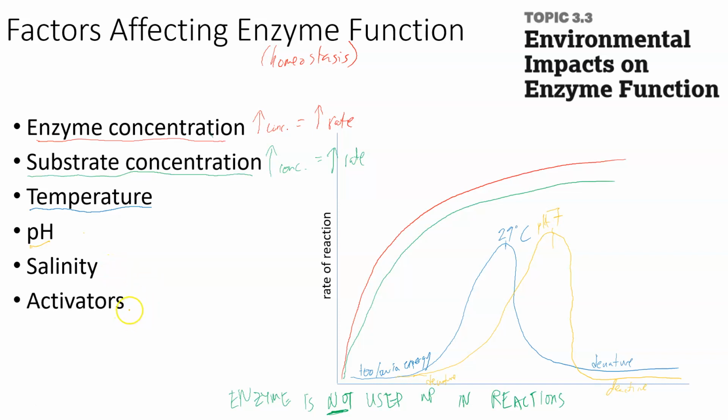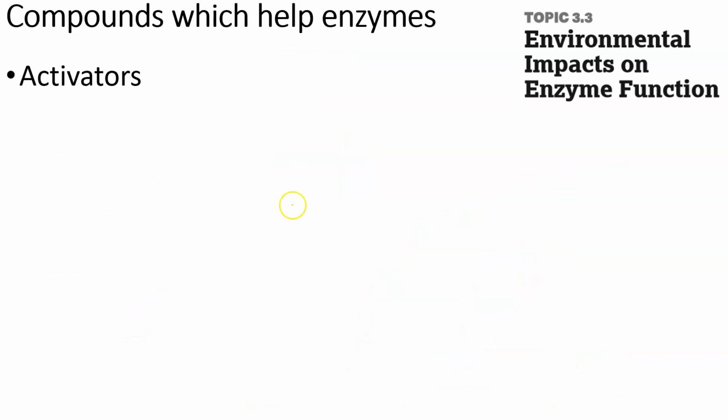Activators are things that activate enzymes. I'll talk about those a little bit on the next slide. And inhibitors are things that inhibit enzyme action. Inhibit means slow down or stop, right? Okay, so let's move on. Compounds which bind enzymes. I'm not going to talk too long about this because we'll have plenty of time to talk about it when we get further on in this unit.